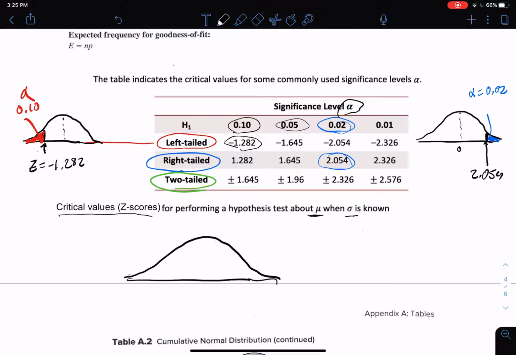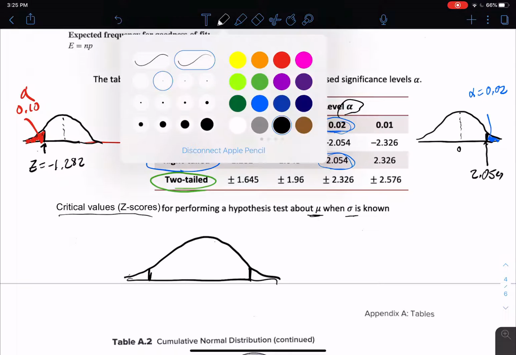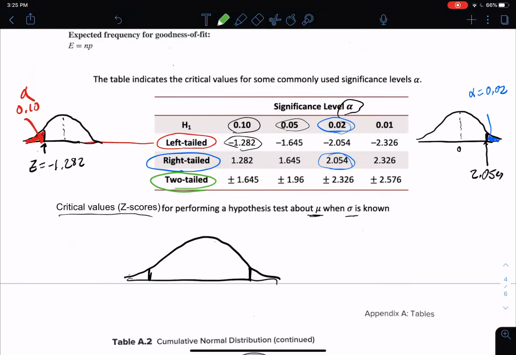So it has two tails, and the thing that's different is that the alpha is actually the sum of these two tails. So let me just make sure that you know that alpha is going to be both tails together, the area of both tails. Okay, so that's kind of important to know.